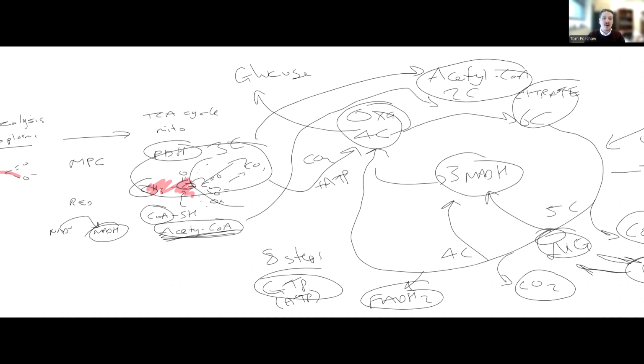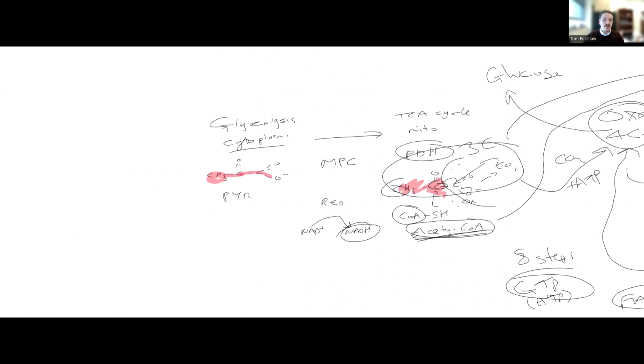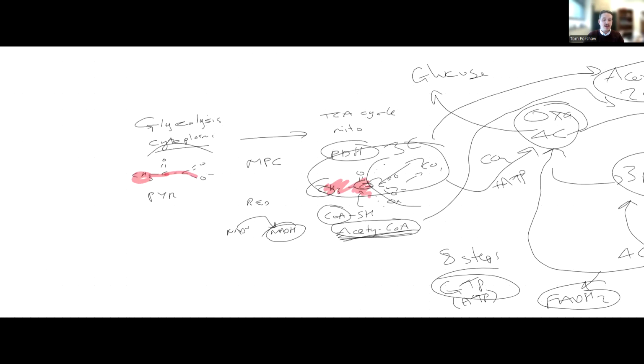And really, to summarize, we start out from the last lecture. We've generated pyruvate from glycolysis. That pyruvate is transported into the mitochondria by the mitochondrial pyruvate carrier.